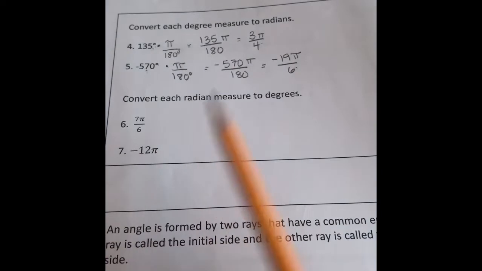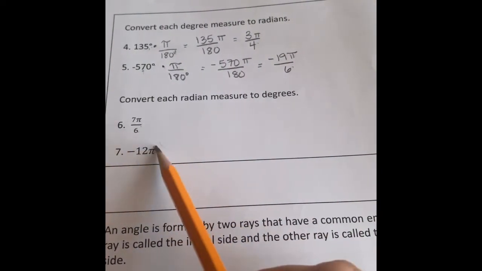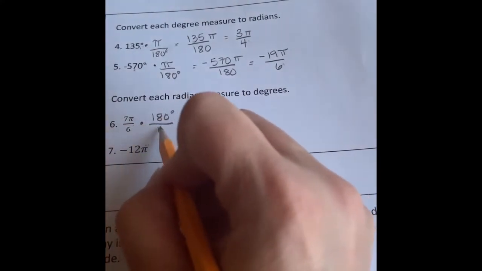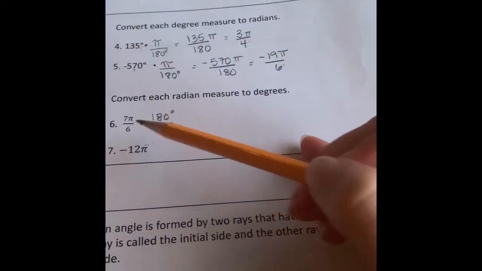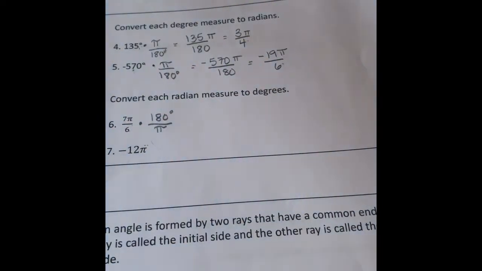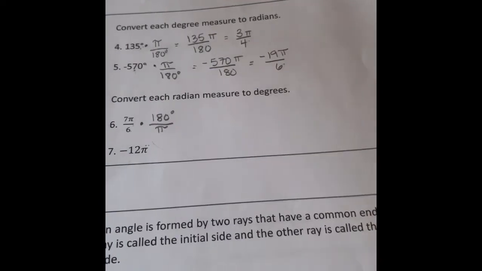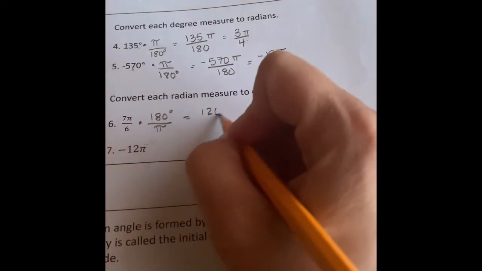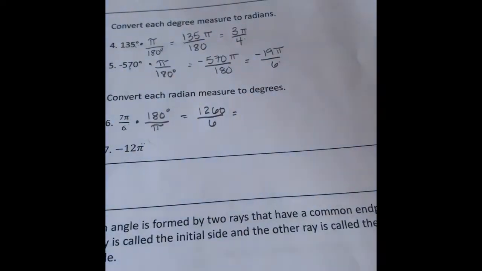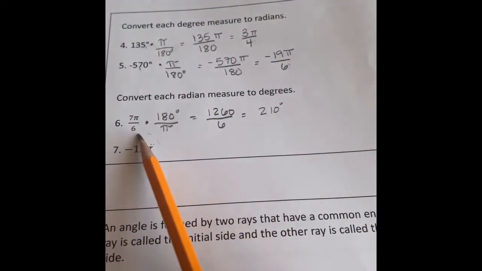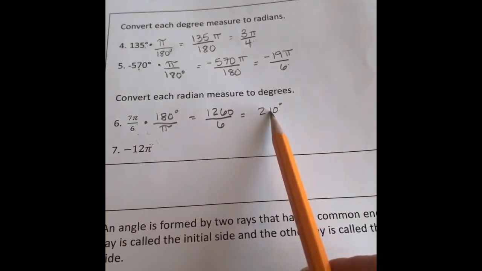Now we're going to go the opposite way. So this time we're given radians. We know they're radians because there's no degree symbol on either one of these problems. So from the previous slide, we're going to multiply by 180 degrees over pi. This time the pi's are going to cancel each other out. Up here the degrees did, here the pi's are. So we're going to multiply 7 and 180, and that gives us 1,260, and that's going to be divided by 6. So our answer is 210 degrees. So 7 pi over 6 radians is the same thing as saying 210 degrees.